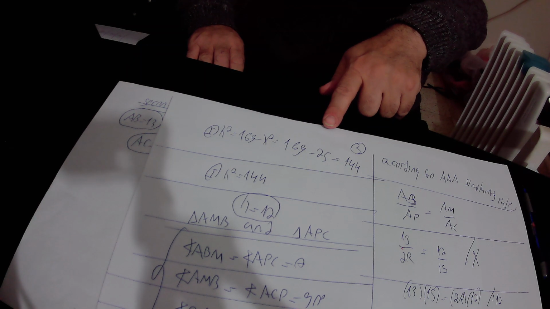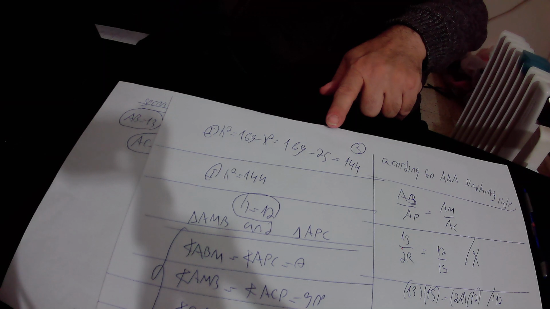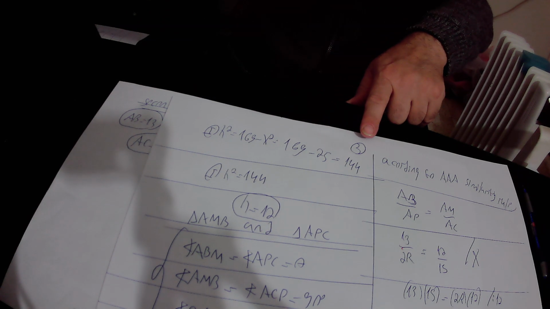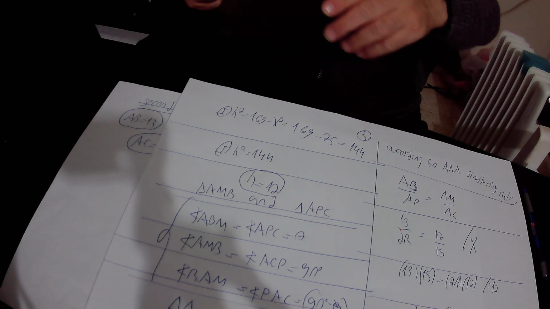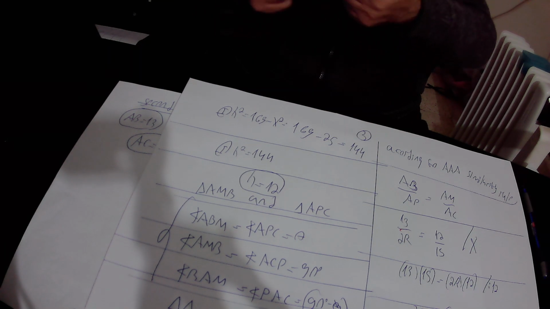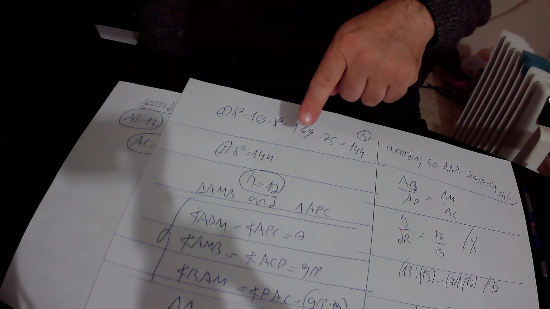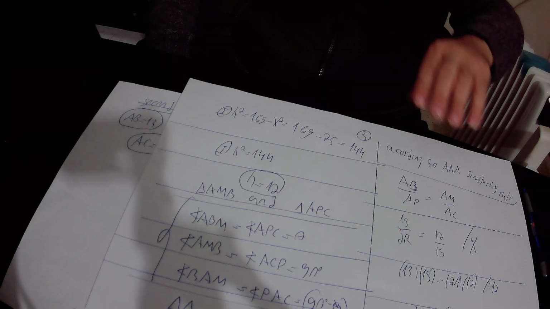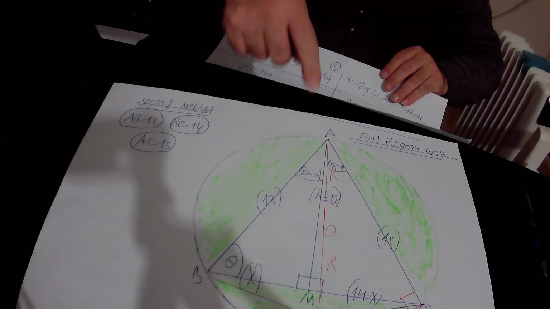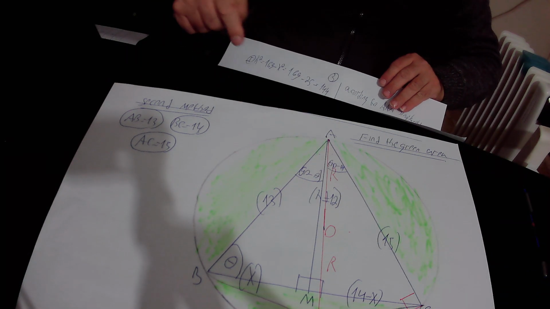But x is 5, therefore x squared is 25. So it is minus 25. So in total, according to equation number 1, we found out that h squared equals 169 minus 25, that is 144. We took the square root out of this equation and finally found out that h equals the square root of 144, that is 12. Here, h equals 12 units.